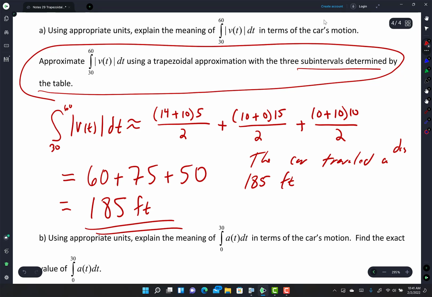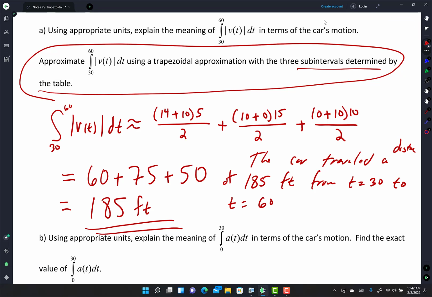A distance of 185 feet from t equals 30 to t equals 60. You can also say on the interval from t equals 30 to t equals 60 seconds. I think that sounds better. So the car traveled a distance of 185 feet on the interval from t equals 30 seconds to t equals 60 seconds. I think it sounds better if you say the word interval, but this will give credit too. We'll see the key in a little bit to see how it really looks. I haven't seen the key yet, guys.